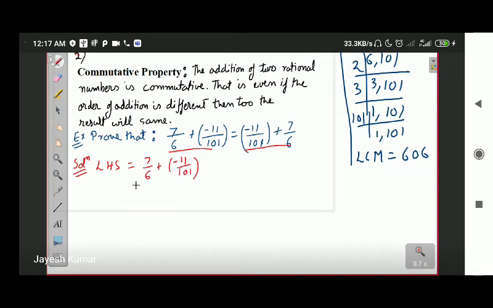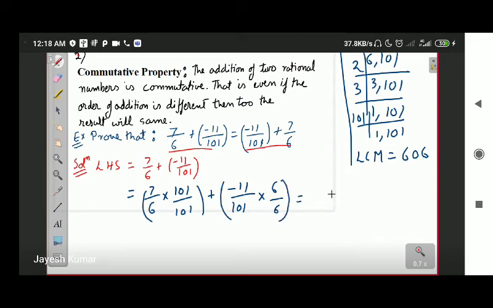So what you need to do is prepare your answer. How? We multiply 7 upon 6, numerator and denominator, by 101, and for the second term we multiply numerator and denominator by 6. Okay, we simplify it. On simplifying, we will get 707 upon 606 plus minus 66 upon 606.